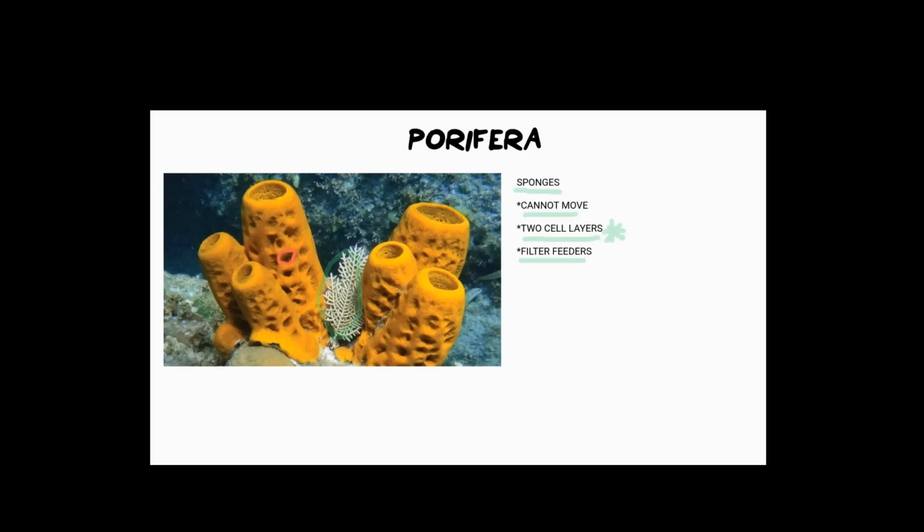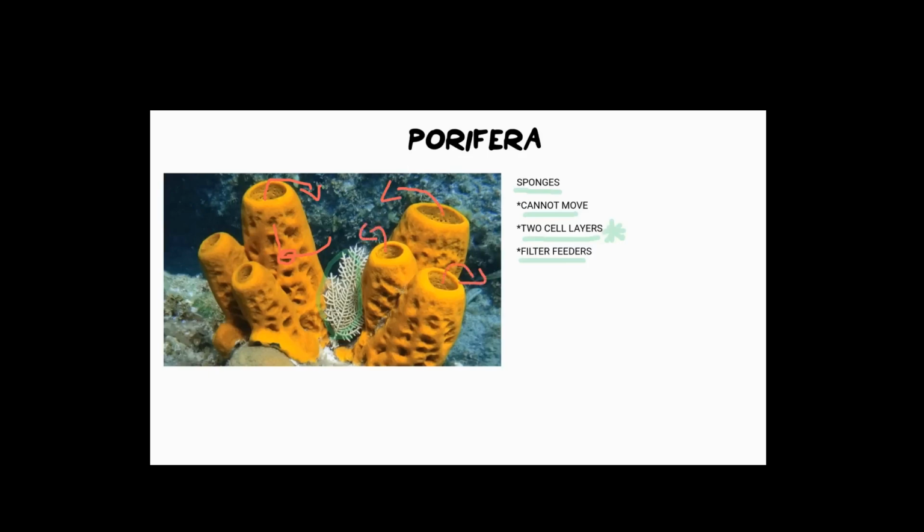So they suck water in, they filter feed, and they have these cells on the inside that trap the food. And then any excess water with any food particles they don't want or any wastes will come out of the top of these holes. So that's the opening out the top where we have any waste products.